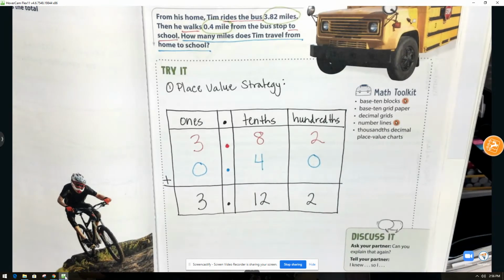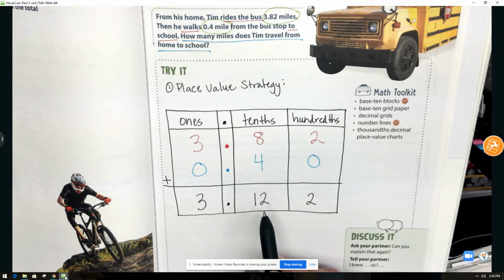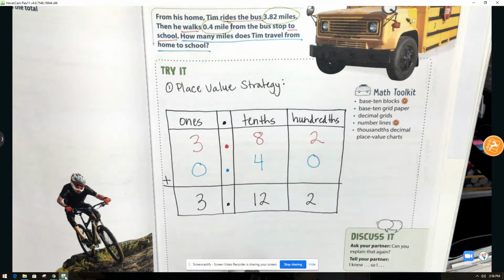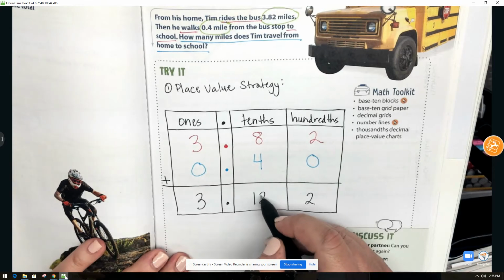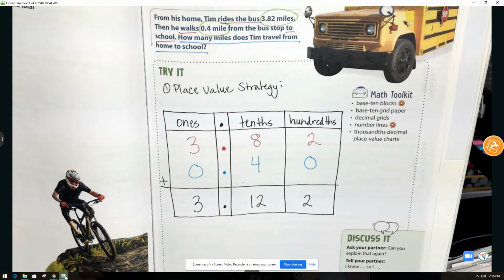We cannot, because we can never have two numbers in one box. So we need to regroup. Now, if we were adding the traditional way that we know how to add, we would go, okay, 8 plus 4 is 12. We would put our 2 down below and carry the 1. Well, guess what? We're going to do that again.